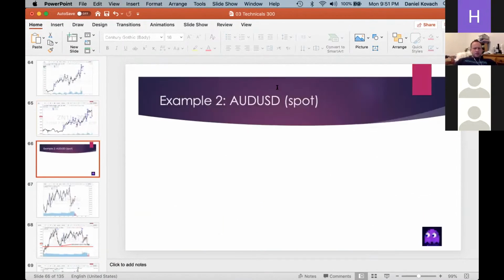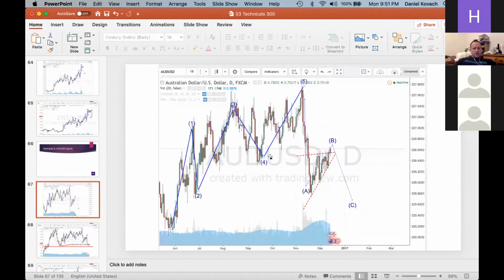The next example is AUD against USD, and this is spot, right? Even with 1 day granularity, you see it's still pretty noisy, but I was able to come up with this 1, 2, 3, 4, 5, and then the ABC. What I'm predicting here, even though we have this ascending wedge or rising wedge or bull wedge, whatever you want to call it, which would predict a breakout to the upside, the Elliott wave is telling me that perhaps we're going to be retracing further down here.